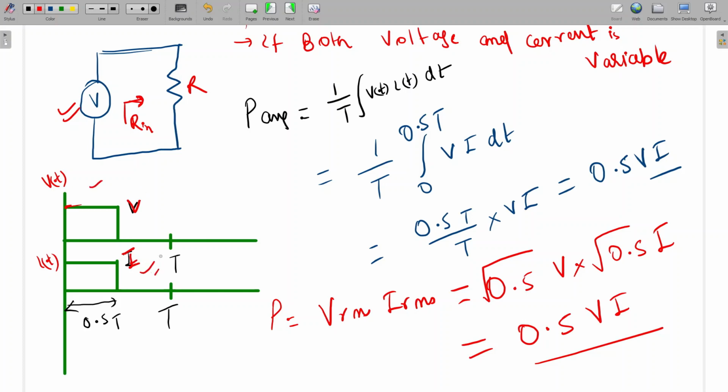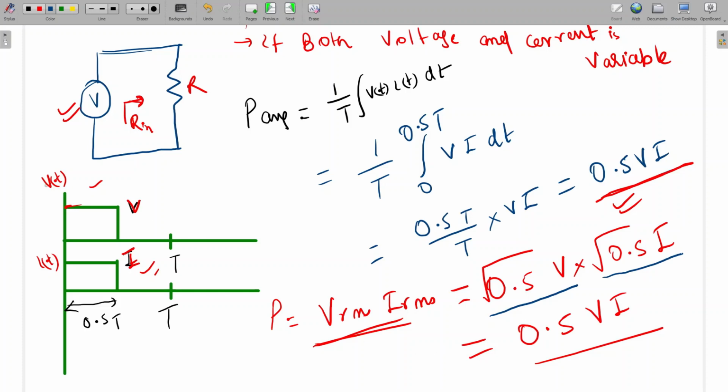Okay. So what will be the average power? Average power will be 1 by T into integral of v(t) i(t) dt. So this will be 1 by T, 0 to 0.5T, V I dt. So here we can see that the average power is 0.5 V I. And if we multiply the RMS values of these two quantities, the first quantity's RMS value is under root 0.5 into V. And the current RMS value is under root 0.5 into I.